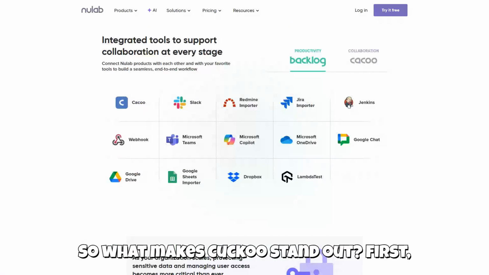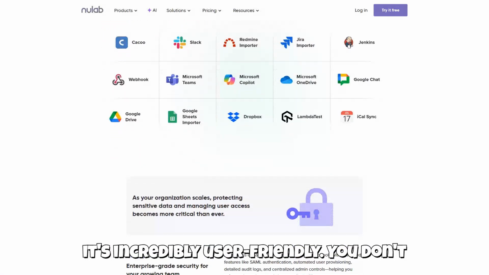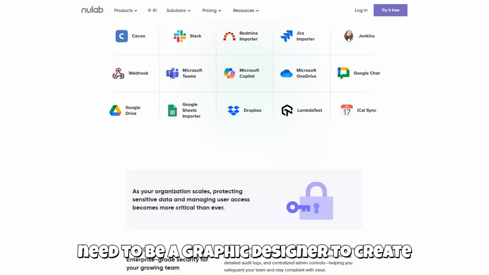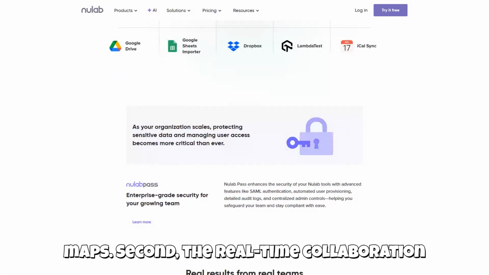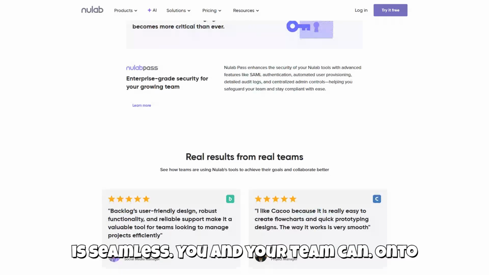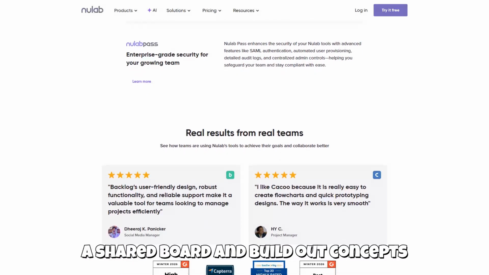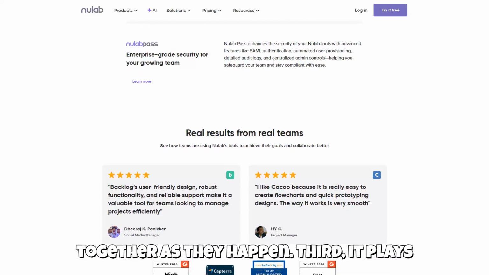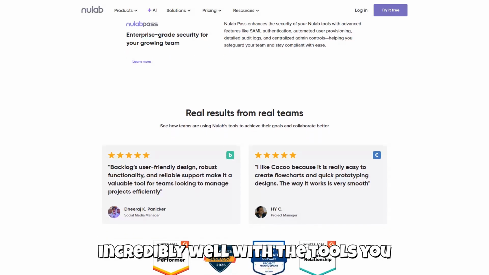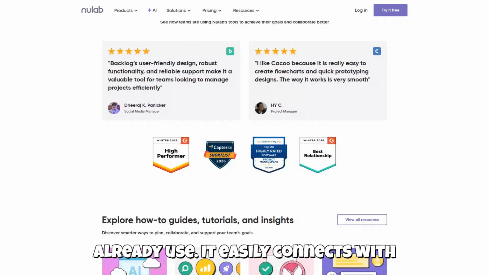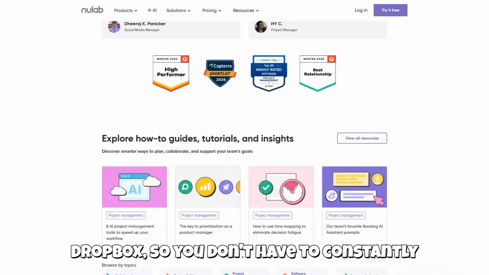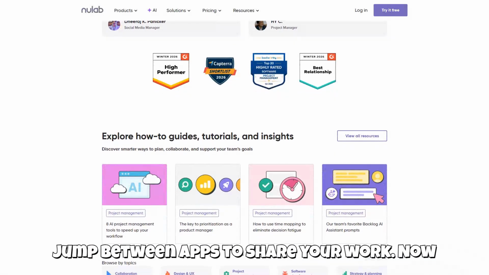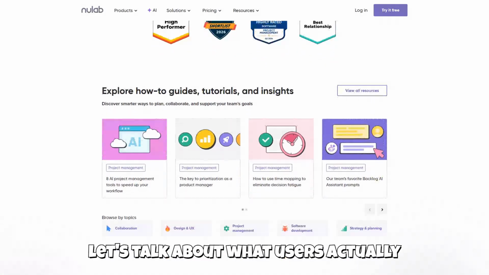So what makes Cacoo stand out? First, it's incredibly user-friendly. You don't need to be a graphic designer to create professional-looking flowcharts or mind maps. Second, the real-time collaboration is seamless. You and your team can jump onto a shared board and build out concepts together as they happen. Third, it plays incredibly well with the tools you already use. It easily connects with Slack, Microsoft Teams, Google Drive, and Dropbox, so you don't have to constantly jump between apps to share your work.